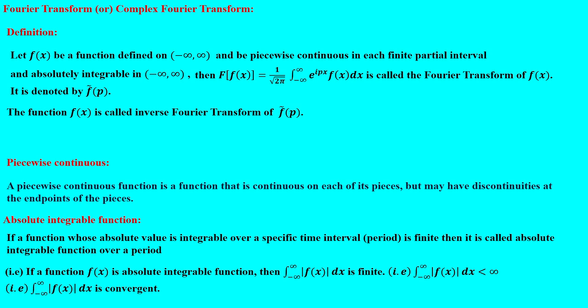That means inverse F of f bar of p is equal to f of x. That is, f of x is called the inverse Fourier transform of f bar of p. Capital F of small f of x is equal to f bar of p. In a similar manner, f of x is equal to F inverse of f bar of p, right?